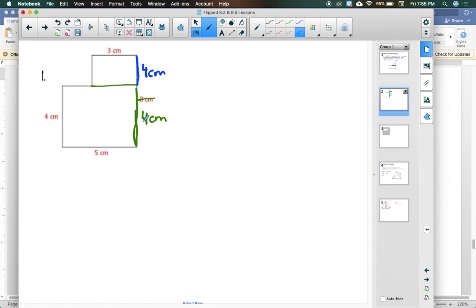And remember, the reason we got this 4 centimeter piece here is because opposite sides of a rectangle are congruent. Now, here's what I like to do to stay super organized.